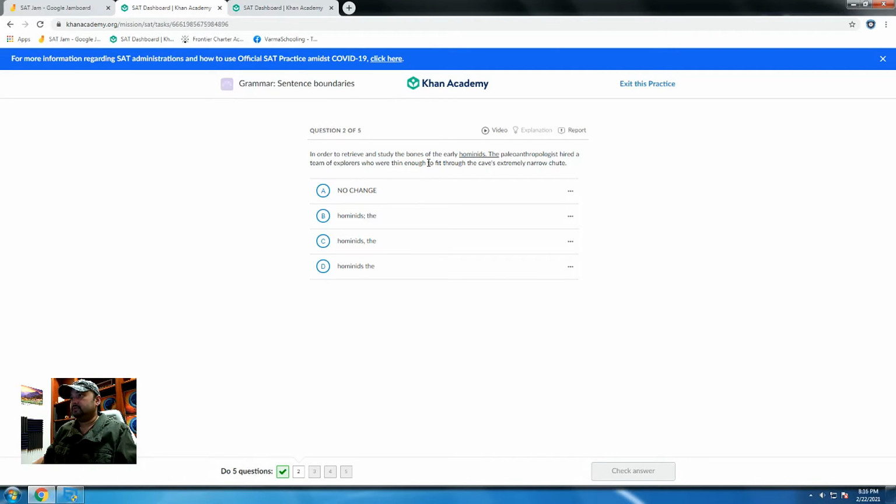"In order to retrieve and study the bones of the early hominids." Period. Okay, already it's wrong, because "in order to retrieve and study the bones of the early hominids" is not a complete sentence, it's a fragment. So this is obviously ruled out. So what should there be? "The paleoanthropologist hired a team of explorers."